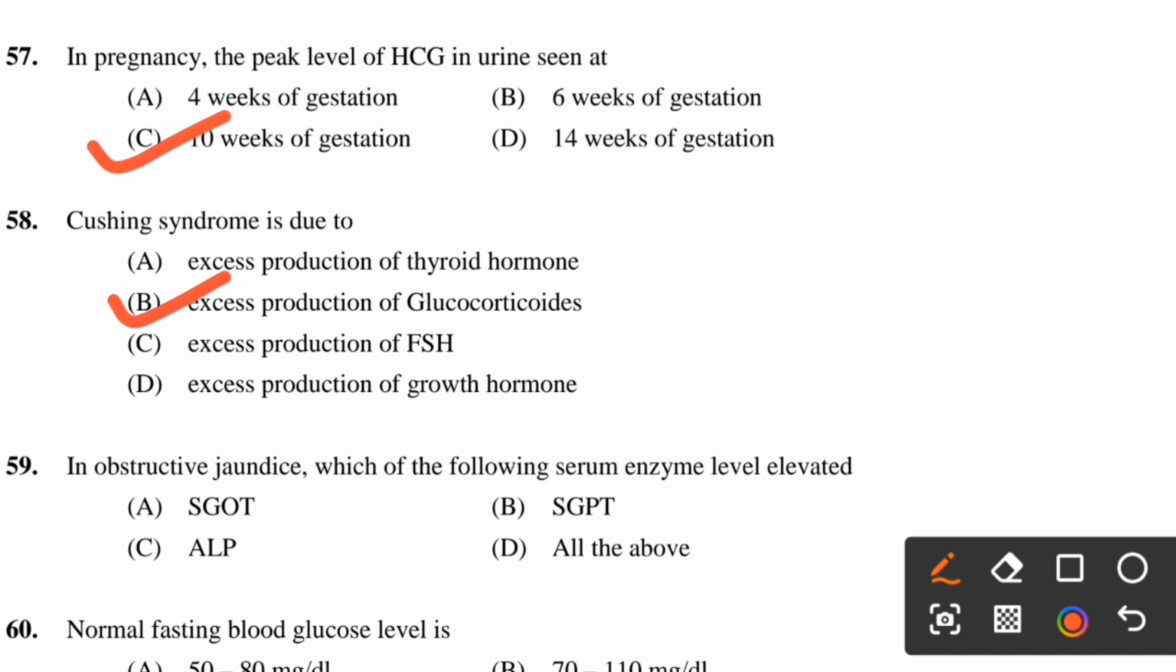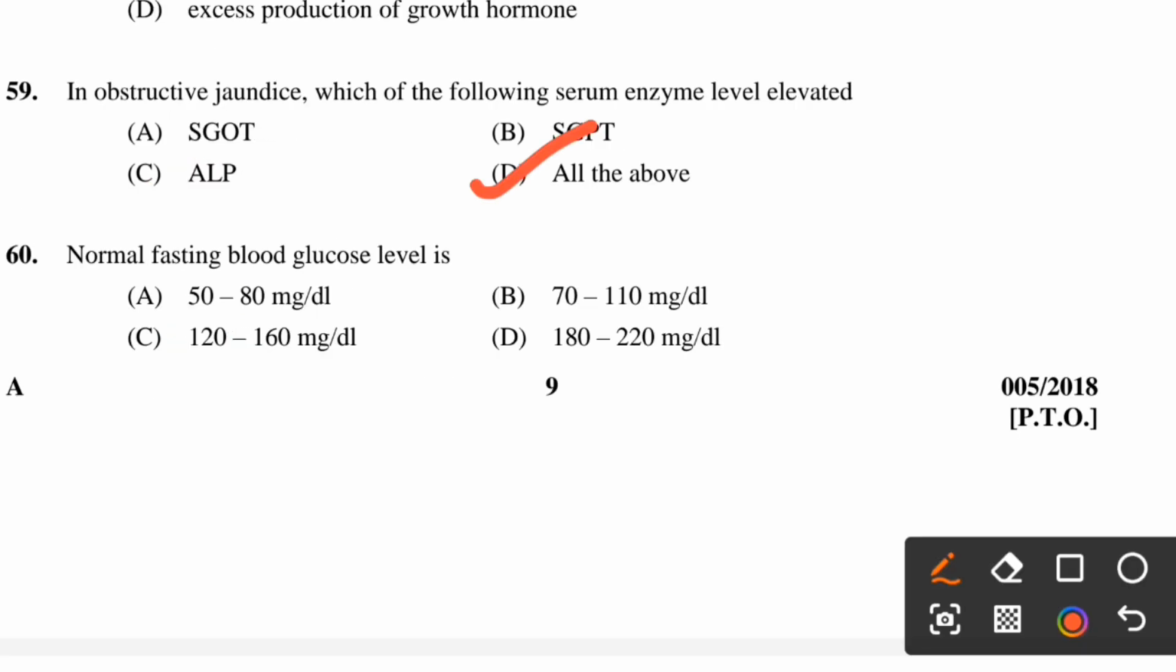Next one, in obstructive jaundice, which of the following serum enzyme level elevated? OT, PT, ALP, all the above. The right answer is all the above. Next one, normal fasting blood glucose level is. The right answer is 70 to 110 milligram per deciliter.